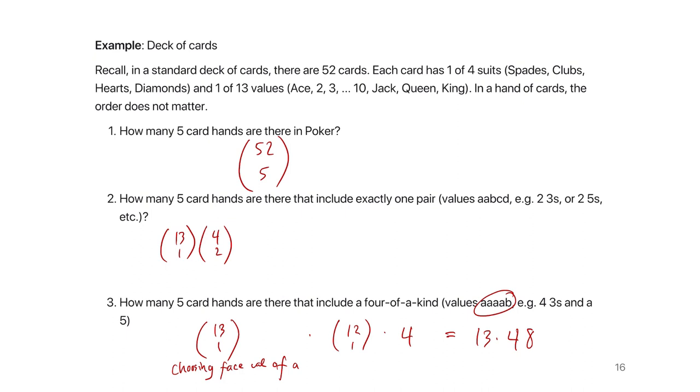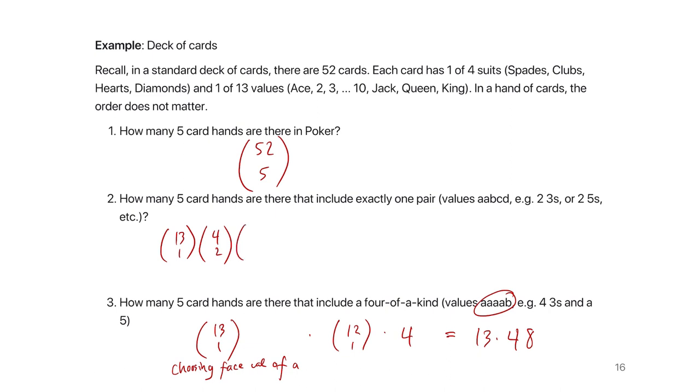And so now what we need to do is figure out how many ways we can select the remaining three cards. But what we need of the remaining three cards is that they can't be the same face value. So B, C, and D have to all be different, and they can't be equal to A as well. Is that clear? And so what we can do is we have 12 remaining face values that we haven't touched.